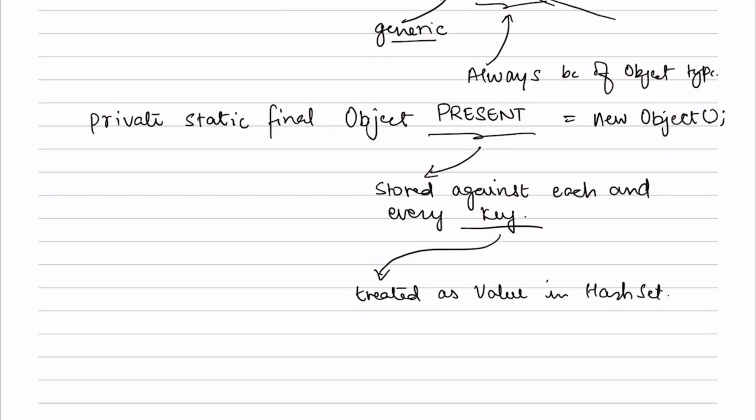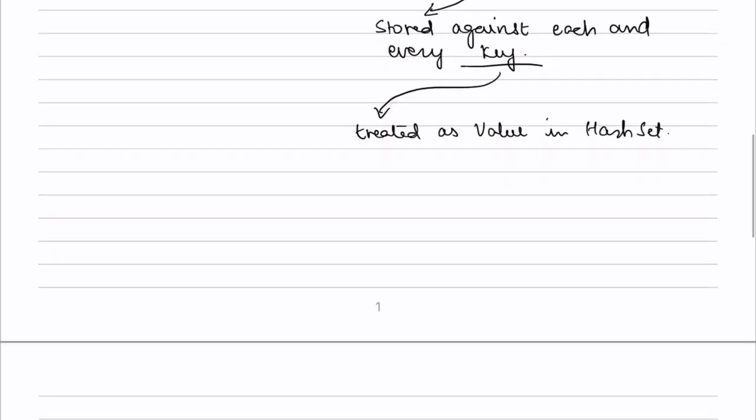So how does it happen actually in memory? You can assume it like this: when we do my set dot add, let's suppose we are adding driver Ashish.